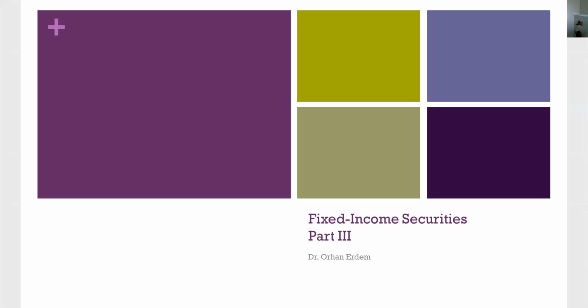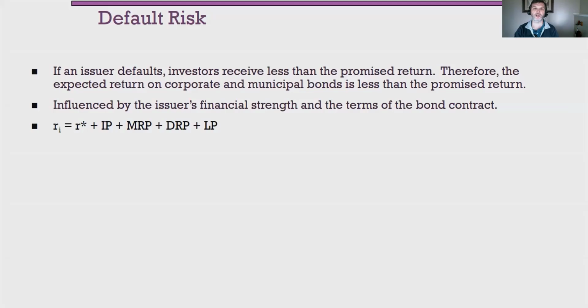In this video, I will continue our discussion about the risks associated with bonds. Let's start with the default risk. Default risk is the probability that a borrower fails to make full and timely payments of principal and interest. If the issuer defaults, the investors will receive less than the promised return.